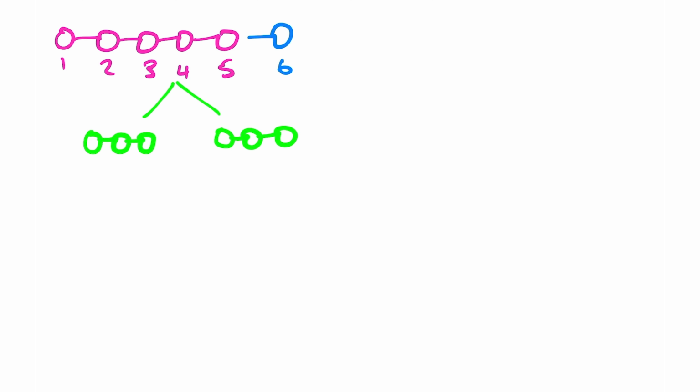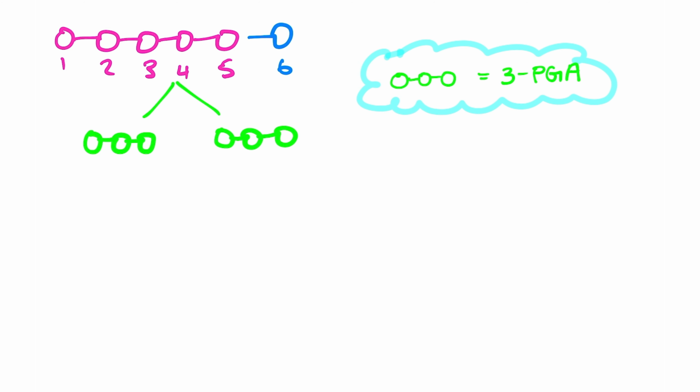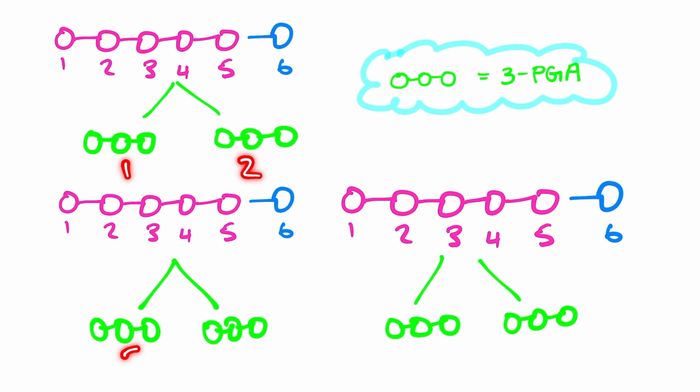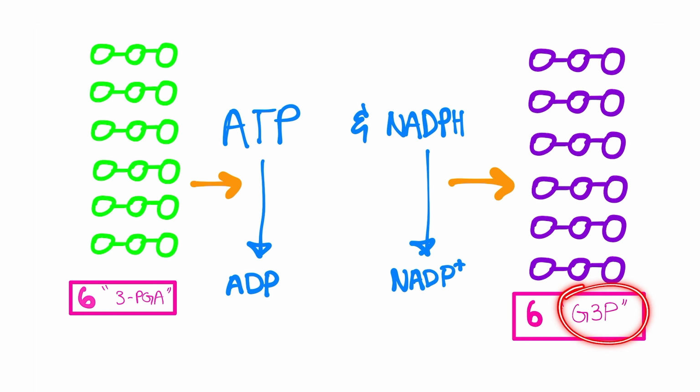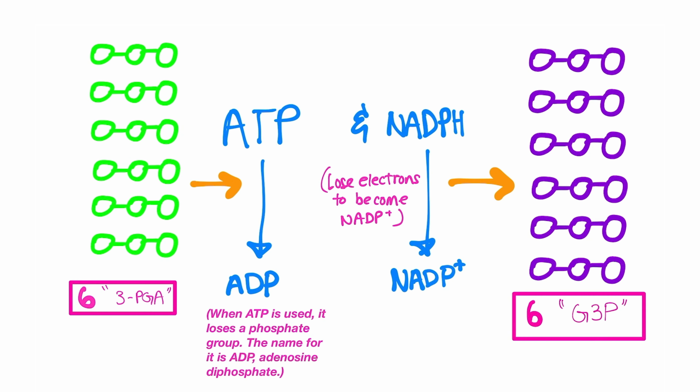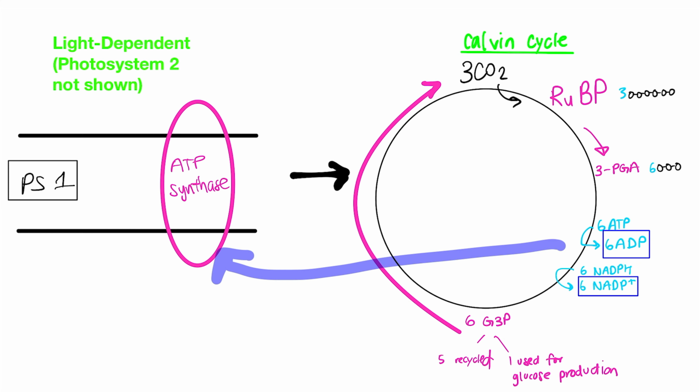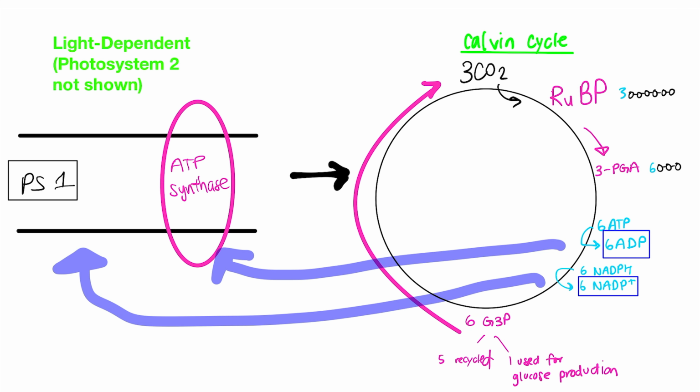So you have 3 6-carbon molecules, and each 6-carbon molecule is then split into 2 3-carbon molecules known as 3-PGA. So because each 6-carbon molecule splits into 2 3-carbon molecules, we should have a total of 6 3-PGA molecules. ATP and NADPH are used to help transform the 6 3-PGA molecules into a 3-carbon sugar known as G3P. The NADPH will lose an electron, meaning that it goes back to NADP+ to make G3P. So we should have a total of 6 G3P molecules. So now what happens to the ADP and NADP+? Well, they get recycled back to the light-dependent reactions, and the cycle just keeps repeating.